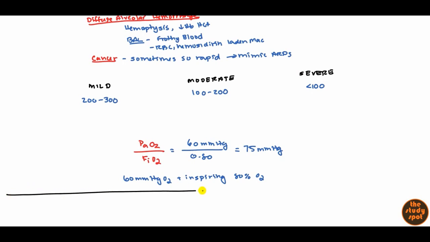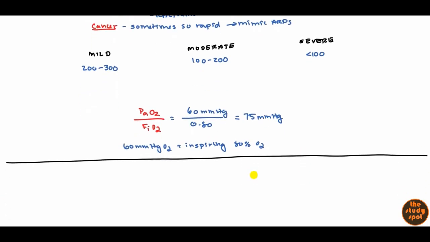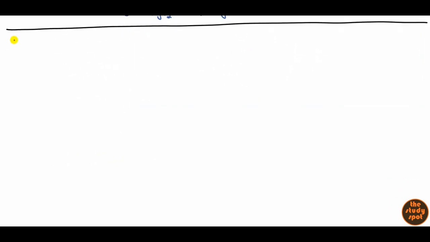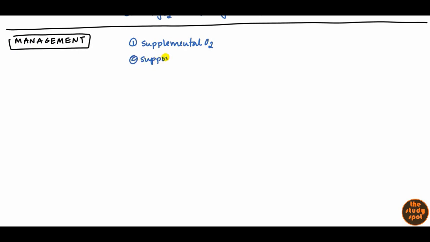And finally, we'll go ahead and look at management. So how do you manage a patient with ARDS? Well, there are three major things that you want to try to do. First, you want to make sure you give them supplemental oxygen so they don't become hypoxemic. Then you want to give them support, especially hemodynamic. And then finally, you want to deal with the underlying cause. And depending on how severe that is, you actually might want to do that first.